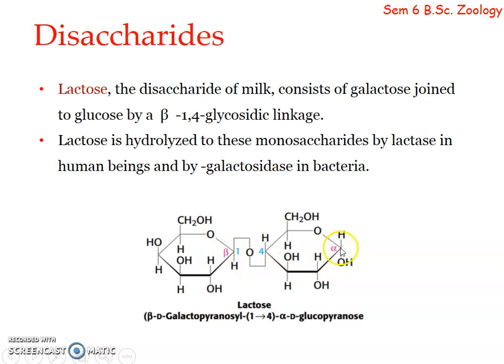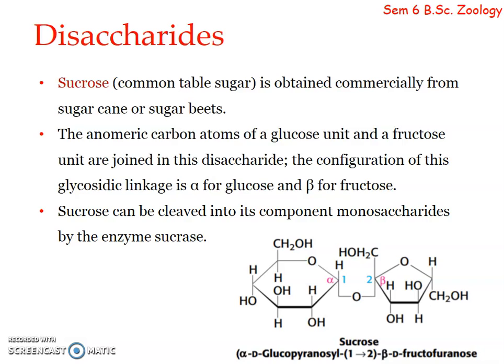What about the alpha D glucose, the second monosaccharide? The anomeric carbon is free. So here it is a reducing sugar because there is a free anomeric carbon which can reduce the cupric into cuprous. Okay, here regarding the sucrose.